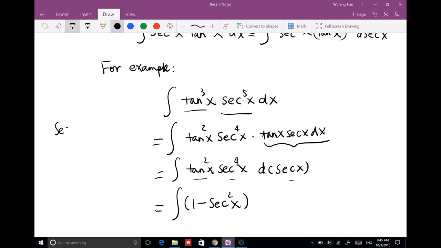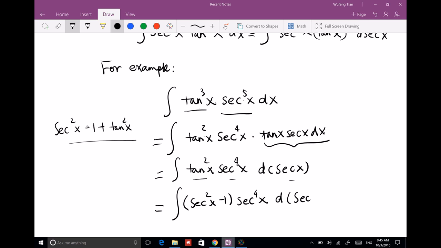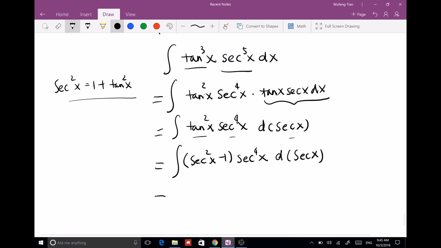So secant x squared equals 1 plus tangent x squared, so tangent x squared should be secant squared minus 1. Okay, but it's not a big problem. Once you write down this formula, you'll be fine. d of secant x. Now we distribute it out: secant x to the power 6 minus secant x to the power 4, and d of secant x.